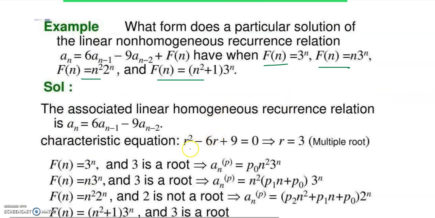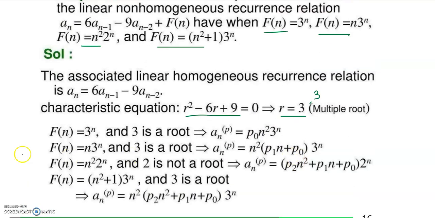First write the characteristic equation. This is the characteristic equation. Then find the roots. Here the degree is 2, and they are writing a multiple root, which means R is equal to 3 and 3. Okay, 2 times. R is equal to 3 and 3.